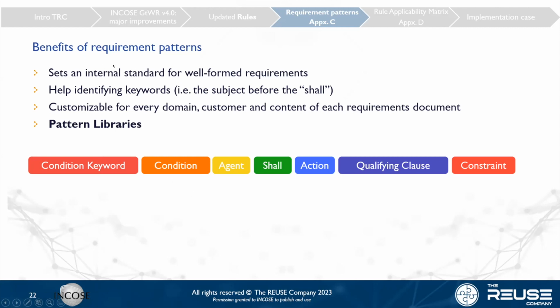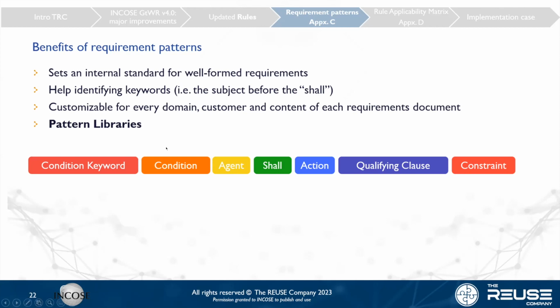Just for the recap here, some benefits of using requirements patterns. The first thing is that it sets an internal standard for well-formed requirements. If we follow the structure, it's less likely for the writer to introduce vague terms or open-ended clauses, because we have a restriction in the sequence of words. That's avoiding some basic errors, let's say, in the requirements. It also helps, from the reader's perspective, identify keywords. We know the subject is always featured before the shall. Here the generic category for the subject is called agent. It could be a user, a function, any stakeholder, or of course a component. And like this, we can easily identify the subject.